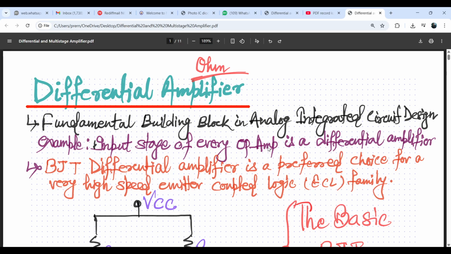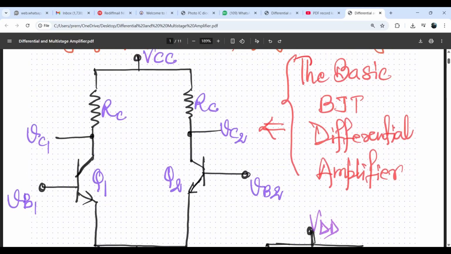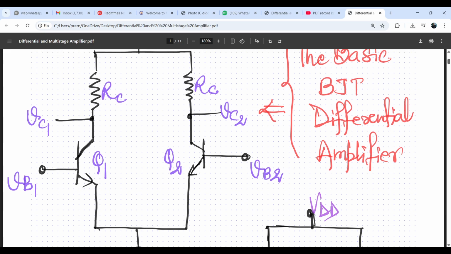The input stage of every op-amp is considered a differential amplifier, and the BJT can be used as a differential amplifier and may be a preferred choice for the very high speed emitter coupled logic family that we know. So the BJT based differential amplifier is preferred for the design of very high speed emitter coupled logic family. So the very fundamental design with the passive load of a differential amplifier is like this.